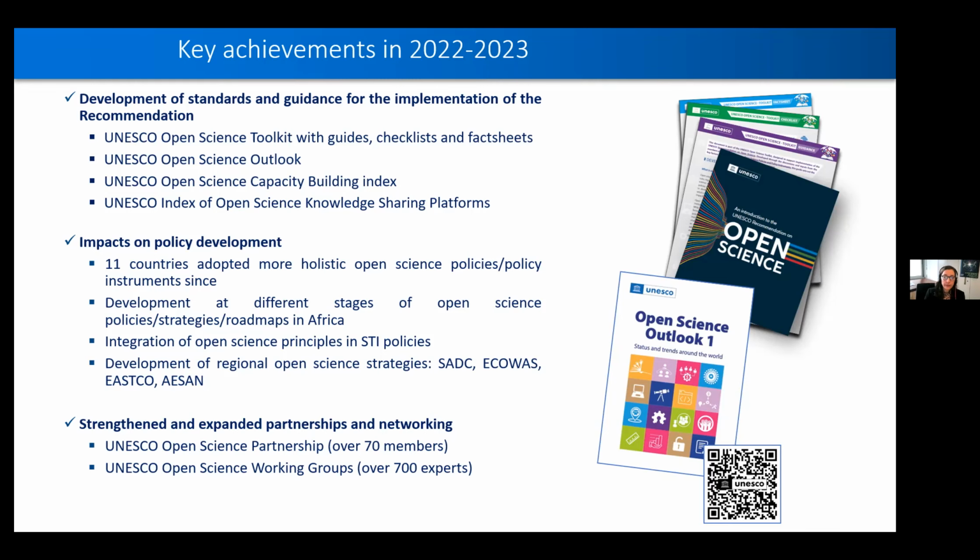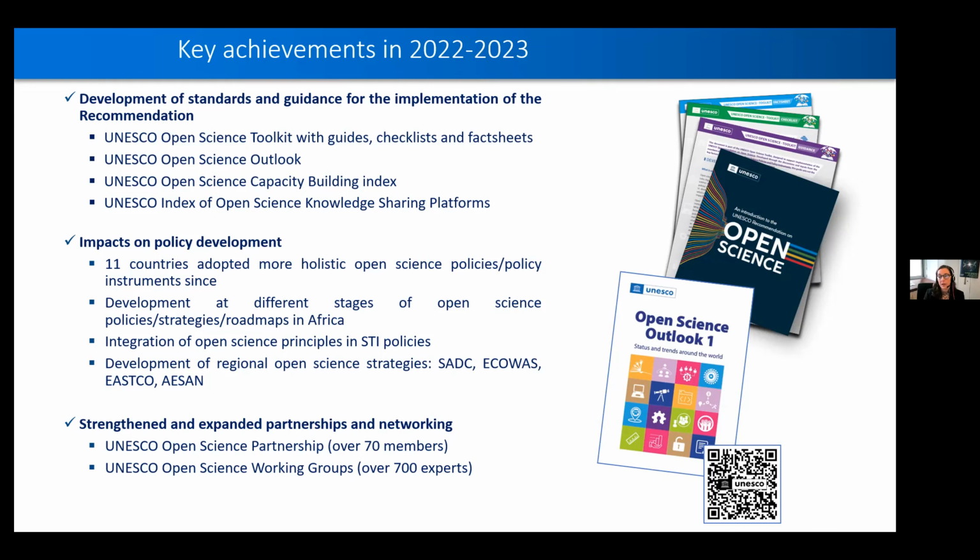impacts on policy development. We have several countries that adopted more holistic open science policies or different policy instruments. So before the recommendation, there was a tendency of having a national or institutional open access policy or open data policy, but very rarely were those policies put under a global framework, like a framework of open science, including also the part of openness towards society through citizen science or others. So we see different countries starting to work in a more comprehensive way in the policy realm on open science.